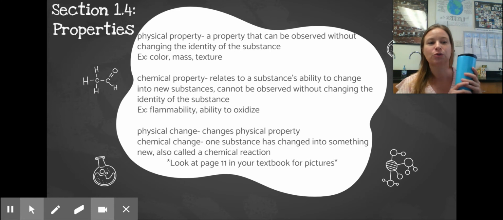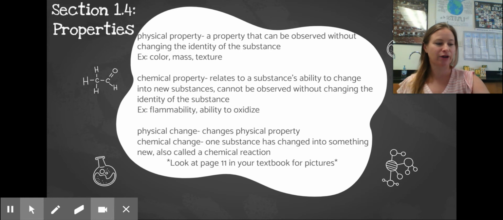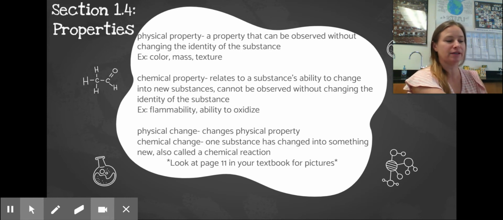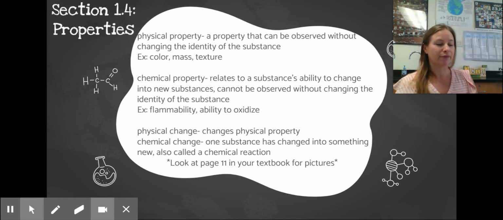Chemical properties you cannot observe without changing it. So if I wanted to see the flammability of this, I would have to try to burn it, and then it would change into something different. Okay, a better example would be paper. So if I wanted to know how flammable paper was, I would have to take the cellulose that's in here, and I would have to add energy to burn it, and the atoms would all rearrange and it would turn to ash, which is mostly carbon.